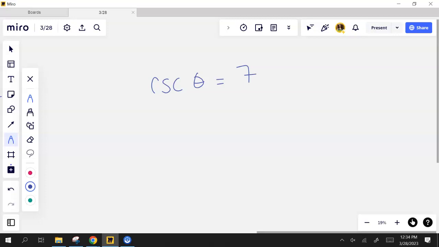And then what does it tell you to do? Find everything else? Yeah. All right, so let's do it. Let's just draw a triangle. I have to see it on a triangle. It helps me if I see it on a triangle.